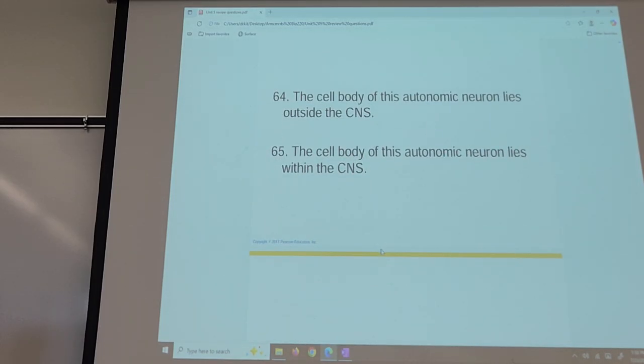The cell body of this autonomic neuron lies outside of the CNS. So if we're talking autonomic neurons, what are our 2 choices in the pathway? We either have one before the ganglion, which is preganglionic, or postganglionic. The cell body of this autonomic neuron lies outside the CNS: postganglionic neuron. The cell body of this autonomic neuron lies within the CNS: preganglionic neuron. Okay, good.